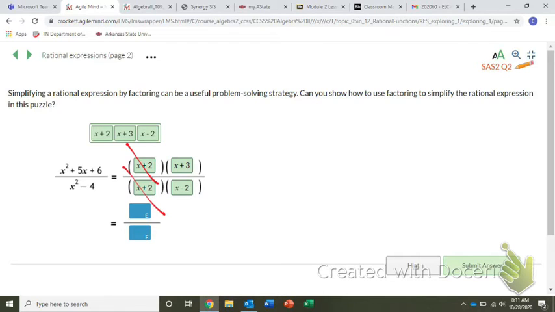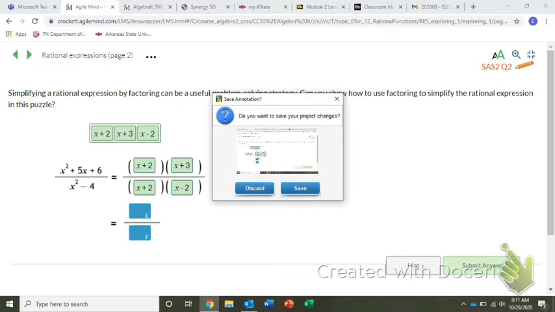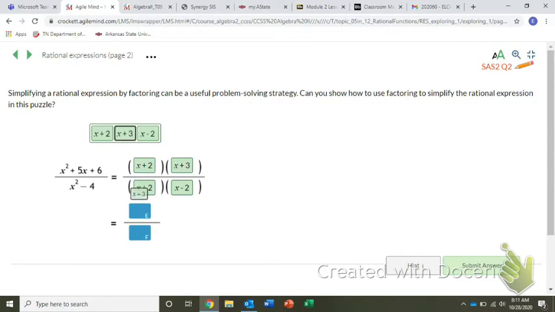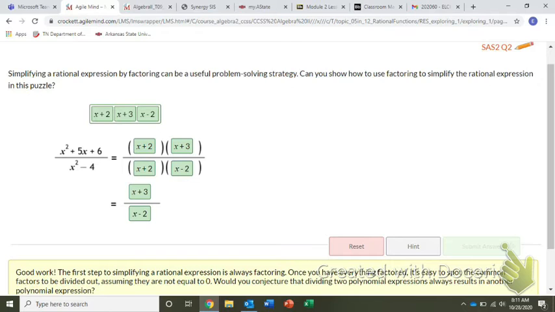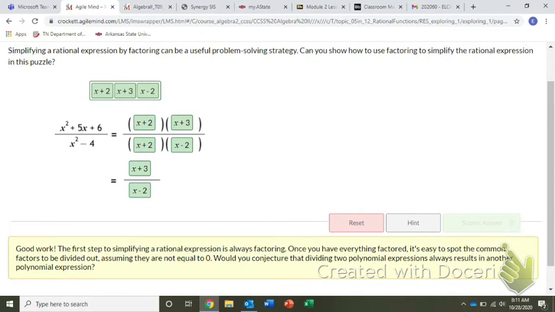So you are left with X plus 3 and X minus 2 as my answer for the simplified rational expression. Okay?